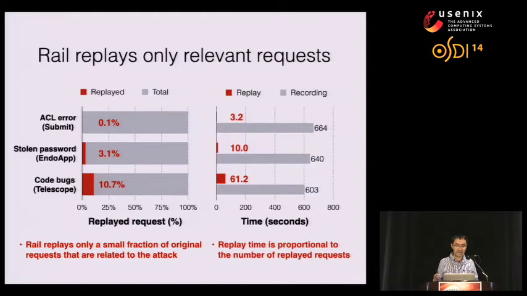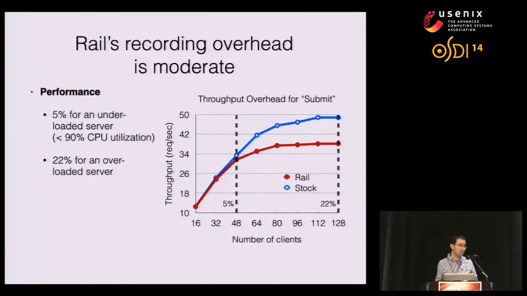We also measure the replay time, and find out that it's proportional to the number of replay requests, which is much shorter than the time we spend in recording. Finally, we measure RAIL's overhead during recording. As we can see here, for an underloaded server, RAIL incurs only about 5% throughput overhead for the submit workload. And in the extreme case of an overloaded server, the overhead is about 22%.